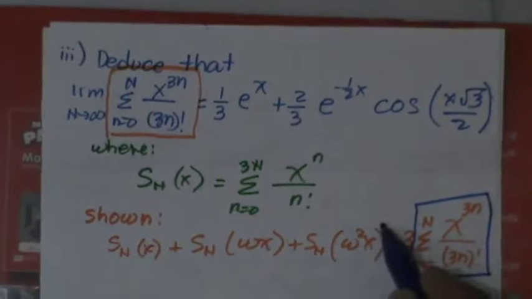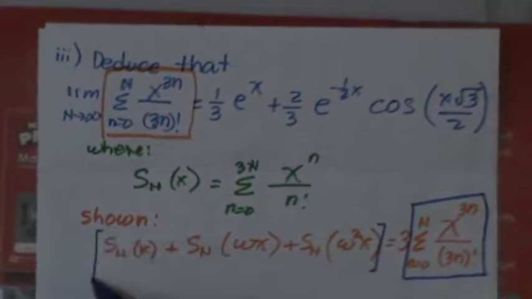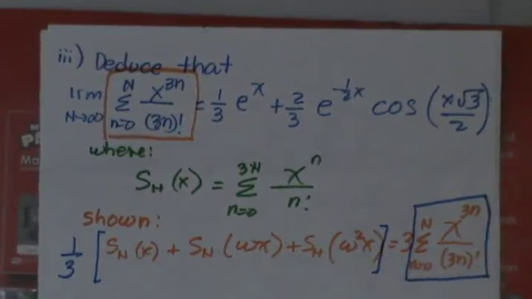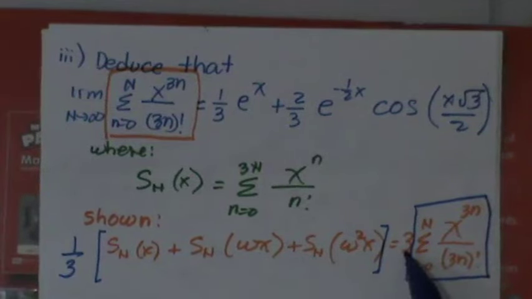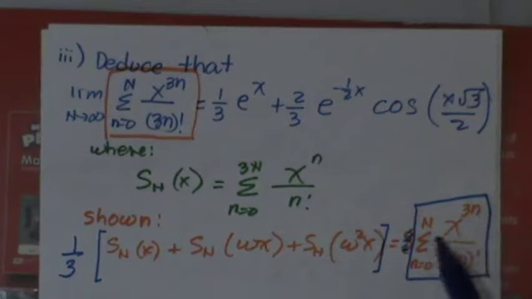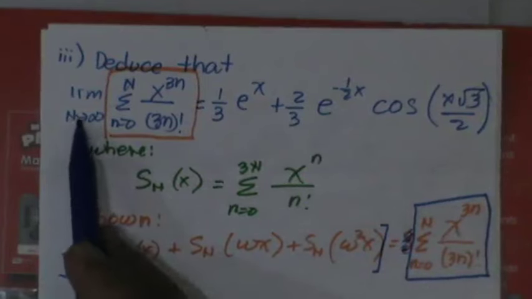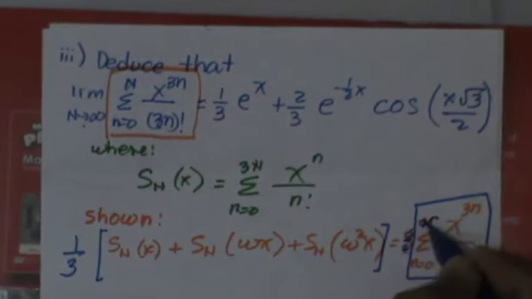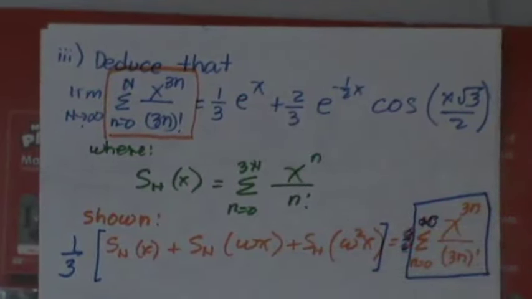That is actually 1/3 of this expression. Okay? Because we just divided by 3. Let me just remove this one here. Okay? So this series is equal to this as n approaches infinity. But this one now will change because it's up as n approaches infinity, so I will just put infinity here like that.